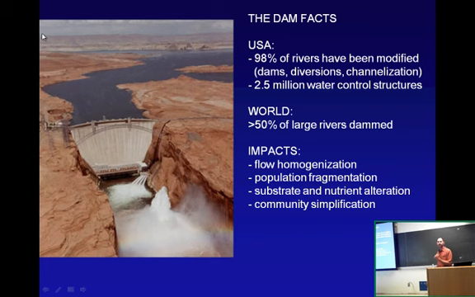And as biologists, we're interested in this because it results in a number of impacts, such as the homogenization of flows, the reduction of flood flows, and the reduction, in some cases, of drought flows. Physical fragmentation of populations, changes to the nutrient regime and the biotic dynamics that occur in river systems, and just overall community simplification. And if you have a simplified environment, fewer things are able to live there in general.